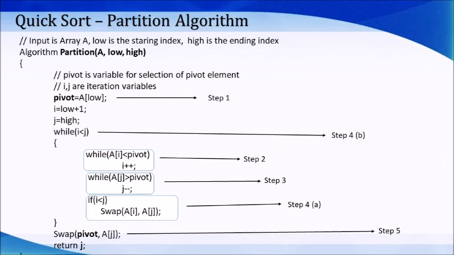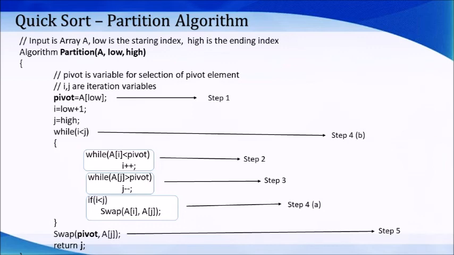This is our second step. Somewhere I will be moving and stopping. What is the third step? We need to start j iterator. Wherever j is there, you need to compare a of j with pivot. If a of j is greater than pivot, then you will be moving j to the previous position. Otherwise, you will stop it.